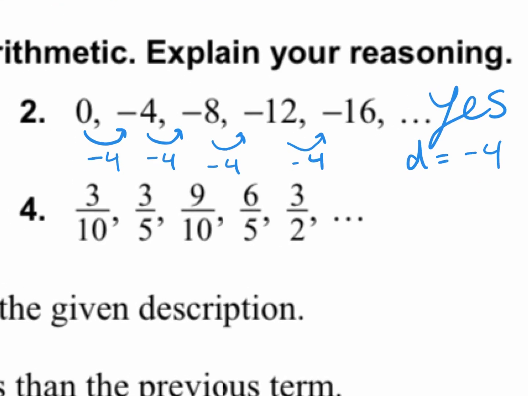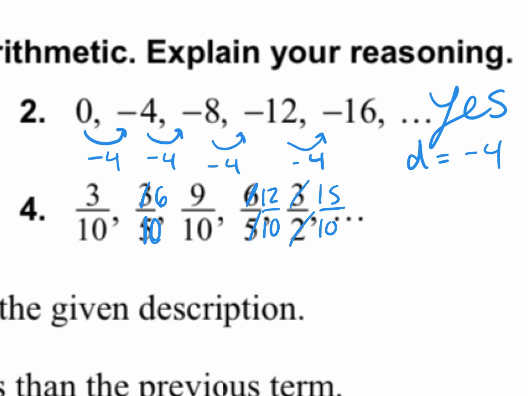Let's look at number 4. Anytime we have fractions, we want to make our denominators the same to see what's going on in our numerator. So to make this 5 a 10, we have to multiply the top and the bottom by 2, so this would be 6 over 10. Same thing with this, would be 12 over 10, and then this one would be 15 over 10. So our denominators are all 10 now.